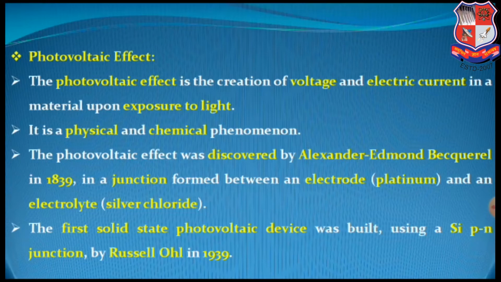Remember, this is very important: the first ever solid state photovoltaic device was built using a silicon PN junction. We came across many semiconductor materials, so instead of solar cell we can now consider this article as a semiconductor PN junction diode, or semiconductor solar cell, which was first made from silicon by Russell Ohl in 1939, exactly a century after the discovery of the photovoltaic effect.